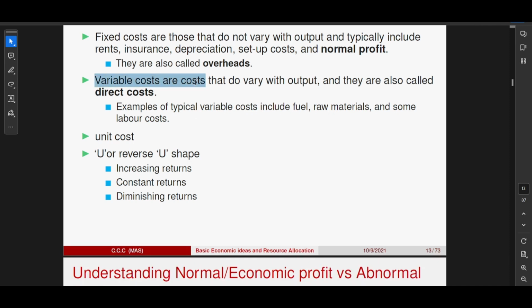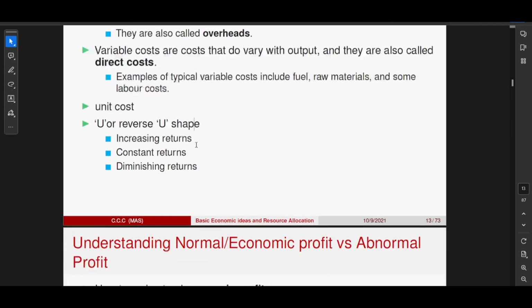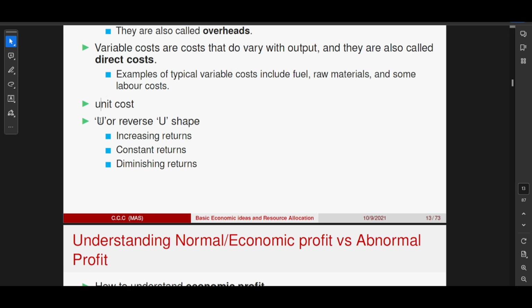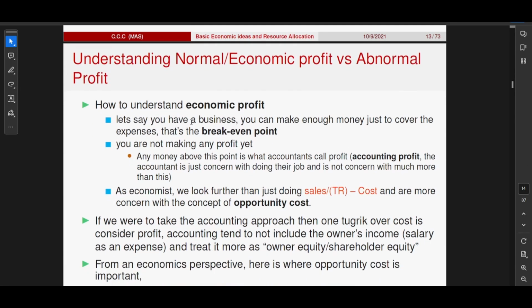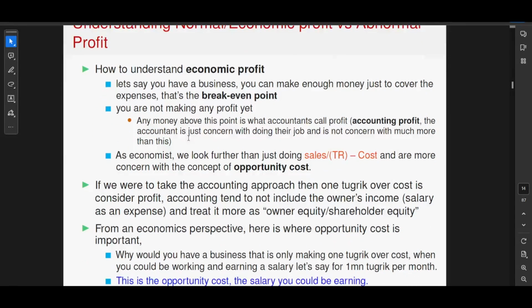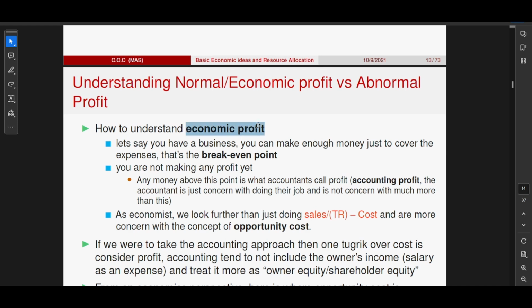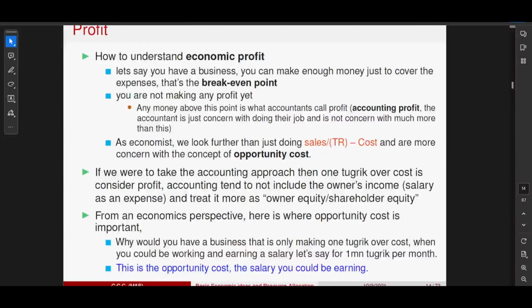Variable costs are costs that vary, so that is straightforward, right? Unit costs. This is like the increasing, decreasing thing, right? Normal profit. I think you should be familiar with this. You should be familiar with what break even is.